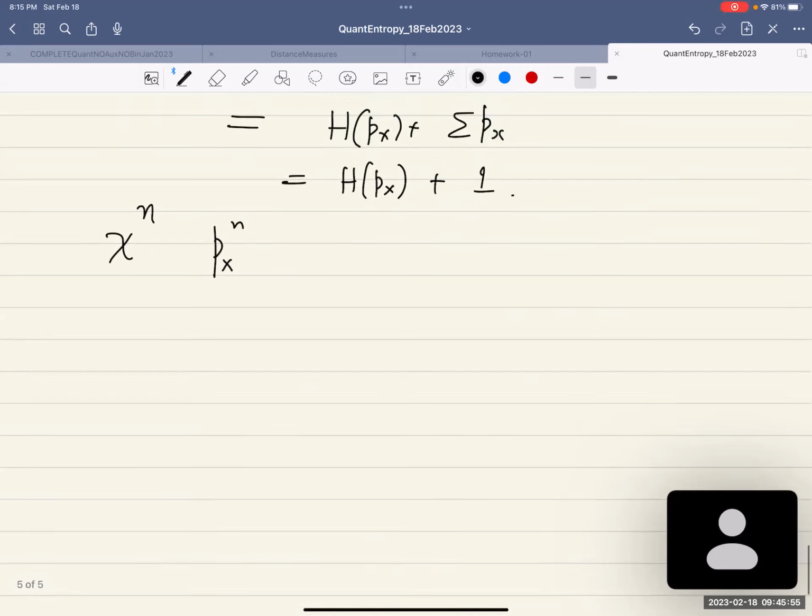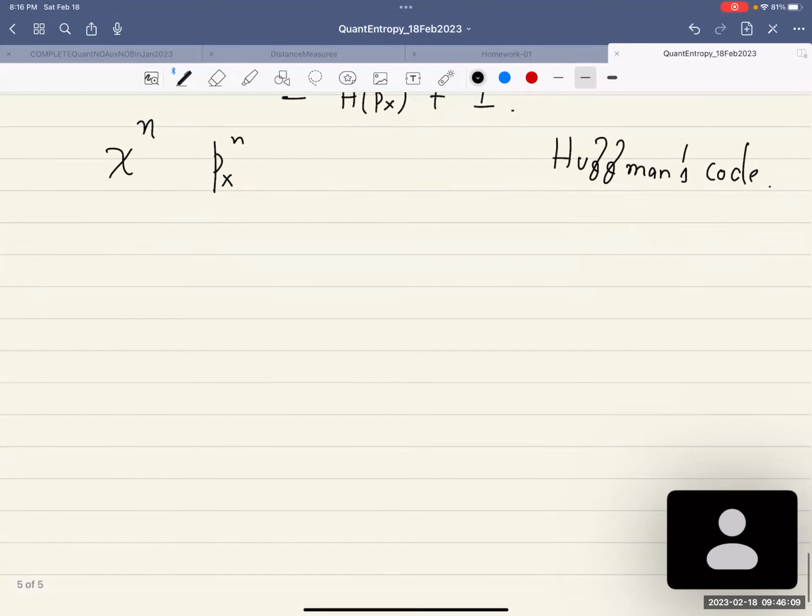You can almost get down to the entropy, and this is what is called Huffman code. If any of you are interested, you should study this Huffman code. Very nice, very simple. But there are more interesting results. Okay, now, what do you do? Lx is log 1 by px.